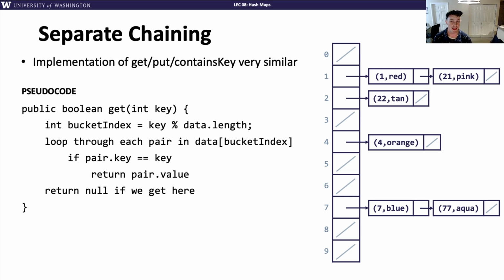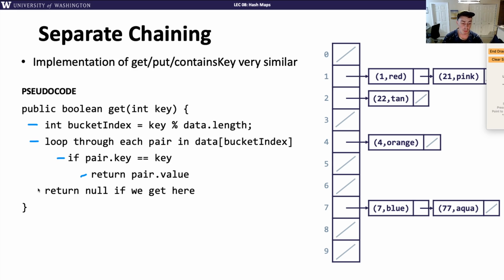So the get method, the way we would implement this now, is you start by computing which bucket the key belongs in. If they say get for a key, we still use our same trick. We just mod it by the length, and we say, okay, we go to this bucket. Then we need to loop through each key value pair at that bucket. And if we find the key we're looking for, then we can return its value.